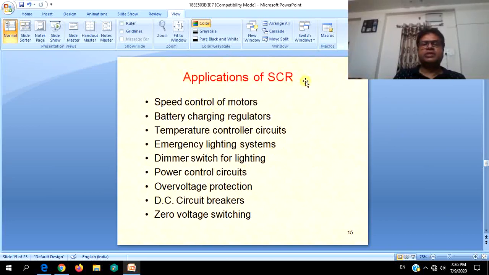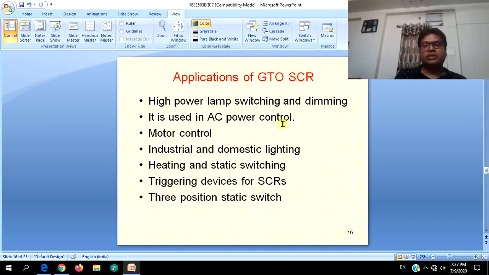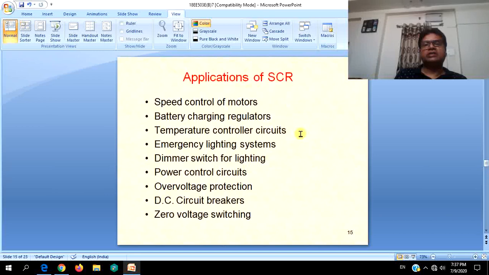When it comes to applications of SCR, it is a unidirectional device, so it is better used for DC. For AC, you need an SCR for each half cycle separately. That is the biggest disadvantage. It can be used for speed control of motors, battery charging regulators, temperature control circuits, emergency lighting systems, dimmer switches for lighting, power control circuits, and most importantly, overvoltage protection, DC circuit breakers, and zero voltage switching. These are the applications we have discussed. Next is GTO SCR, that is gate turn off SCR, which is an enhanced version of SCR.